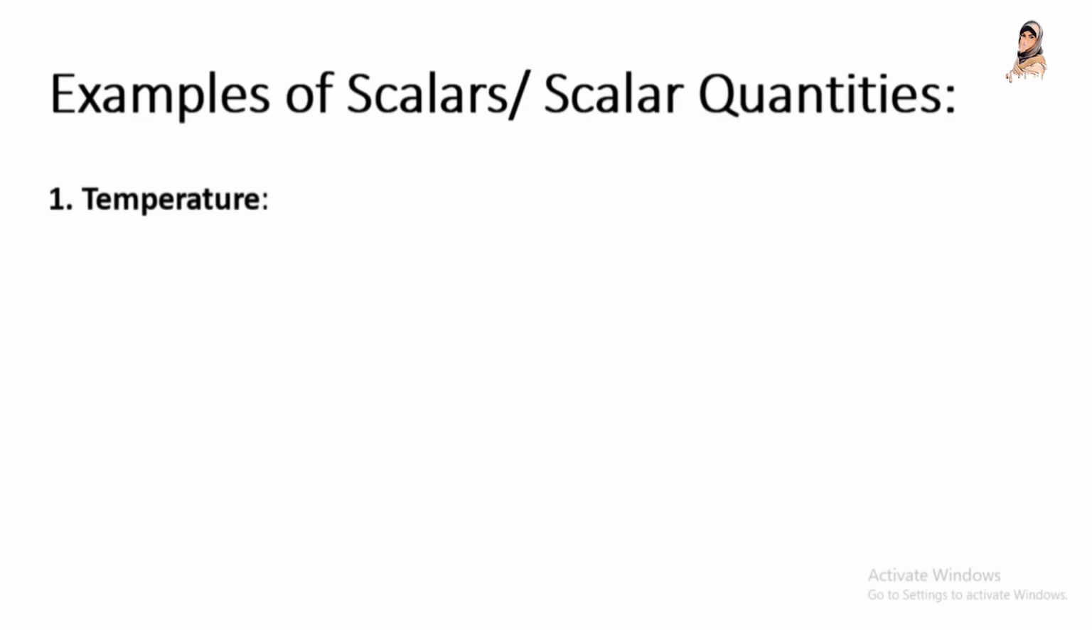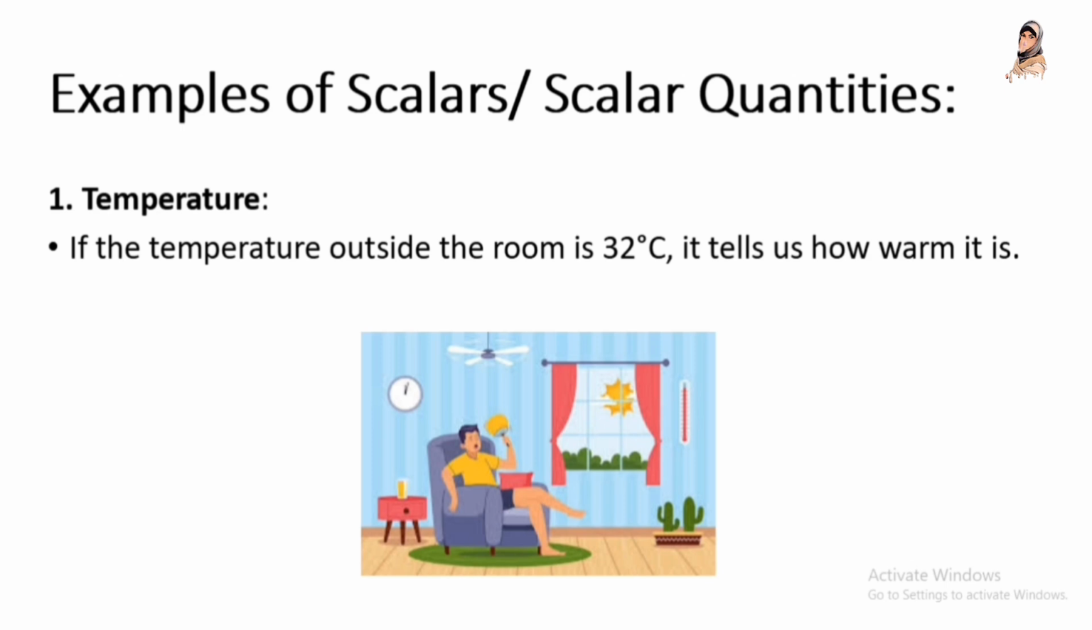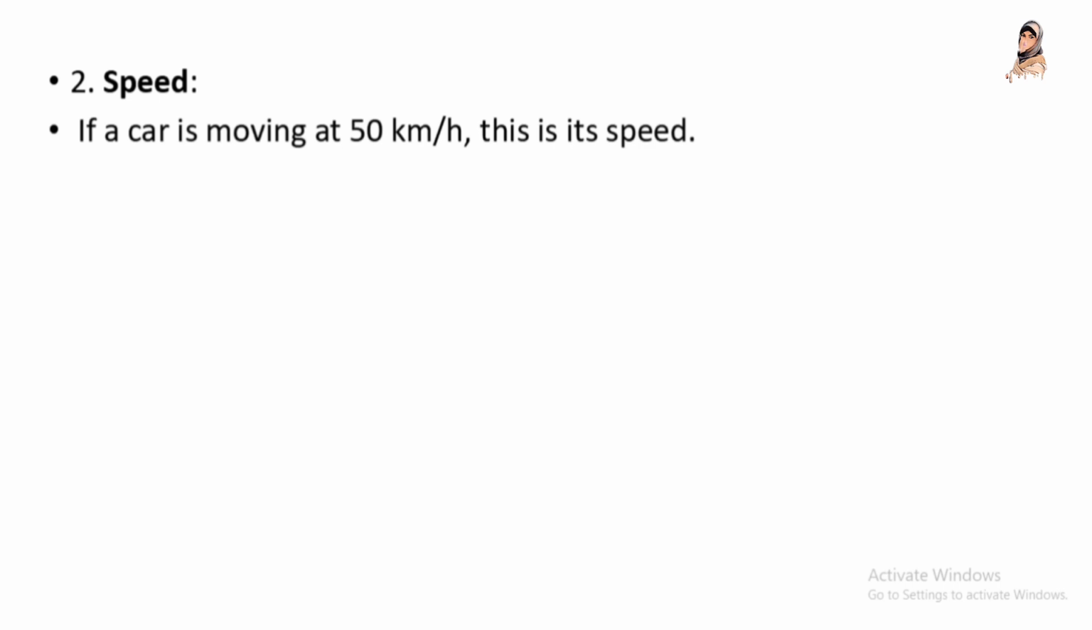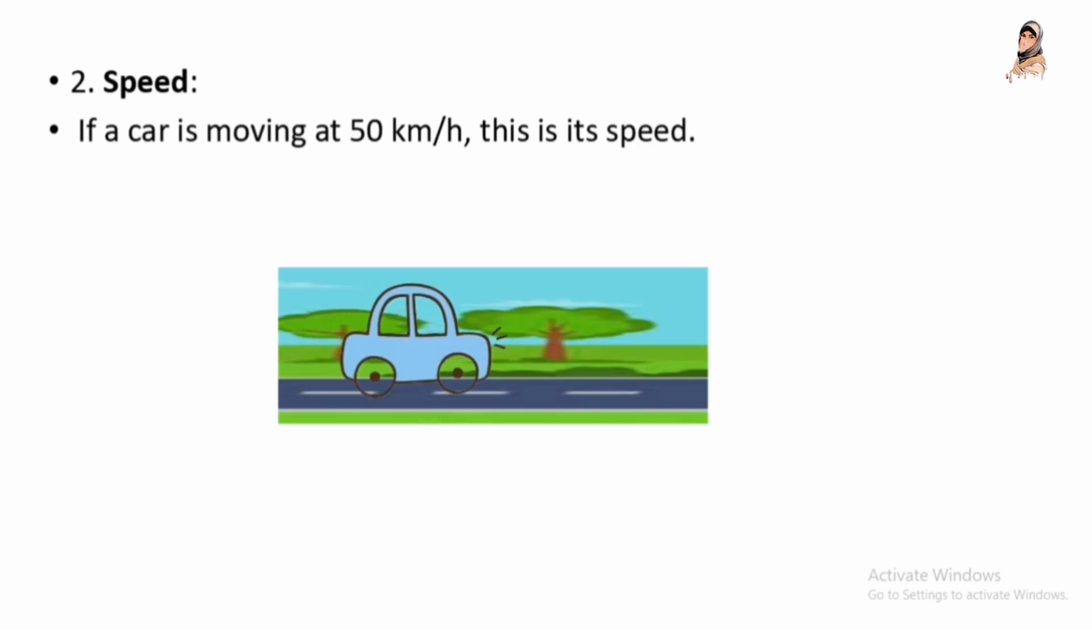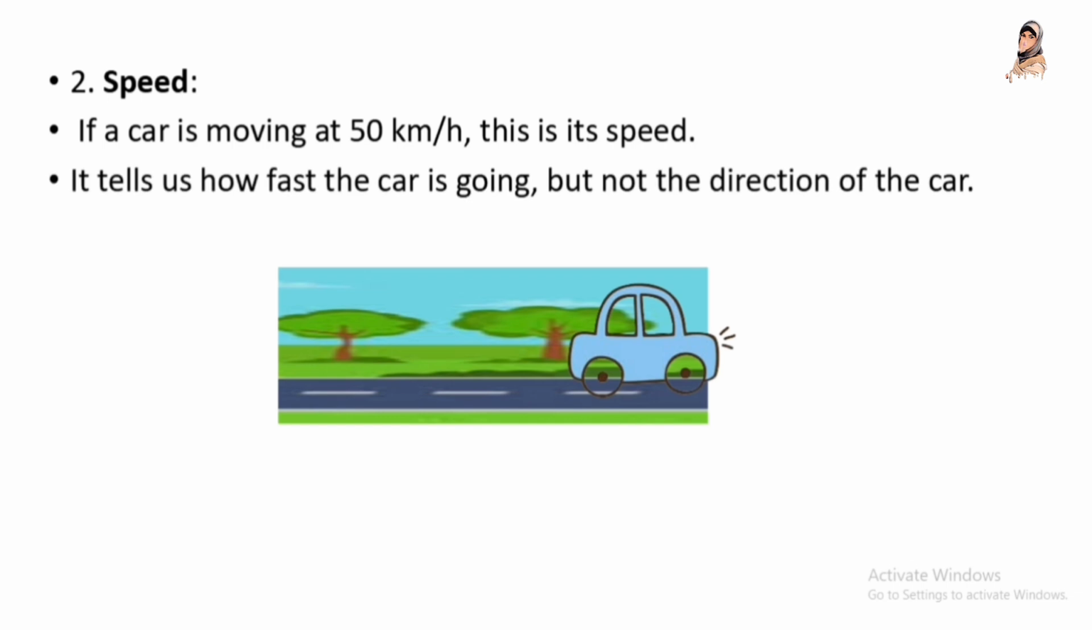For example, number 1, temperature. If the temperature outside the room is 32 degrees centigrade, it tells us how warm it is, but it doesn't tell us in which direction the temperature is. So temperature is a scalar quantity. Similarly, speed. If a car is moving at 50 km/h, this is its speed. It tells us how fast the car is going, but not the direction of the car. So there is no direction, this means speed is a scalar quantity.